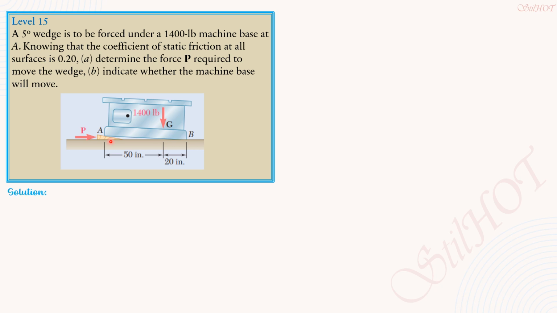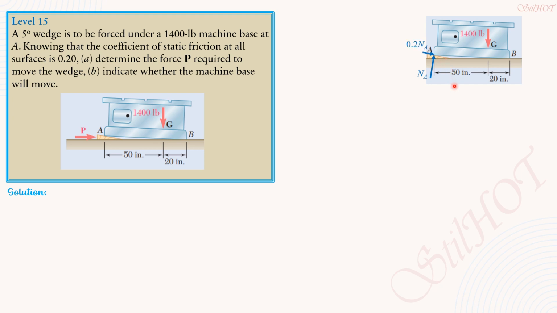So for our solution, let's have the free body diagram of this machine base, and let's have the reactions, namely NA, which makes 5 degrees with the vertical, and 0.2 of NA, which makes 5 degrees with the horizontal as shown. Then for the angles, 5 degrees, then reactions at B. Then we sum up moments about B equal to 0.